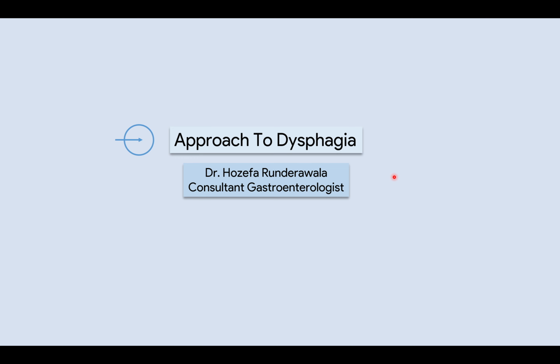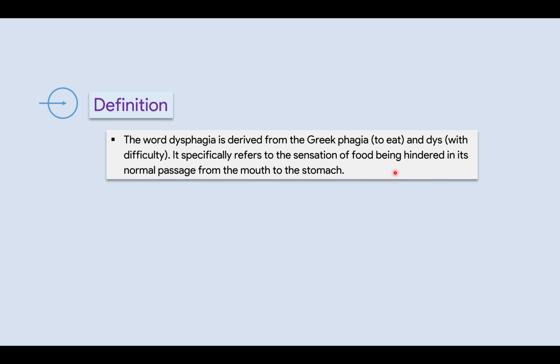Hello everyone, I am Dr. Josefa Runderawala, consultant gastroenterologist and hepatologist. We'll be starting with the gastroenterology series of lectures, and in this series we'll be beginning with the symptomatology. The first symptom we'll be dealing with is approach to dysphagia. So the most important thing is the definition of dysphagia. So the word dysphagia is derived from the Greek word phagia, which means to eat.